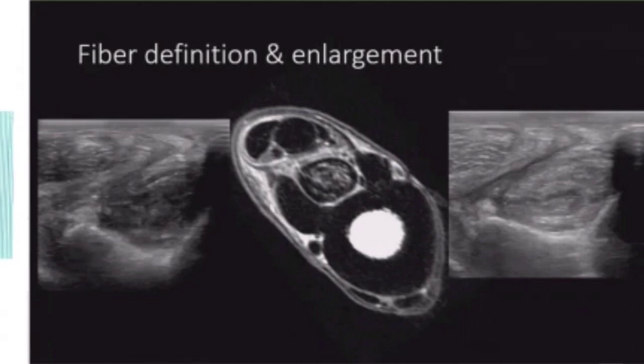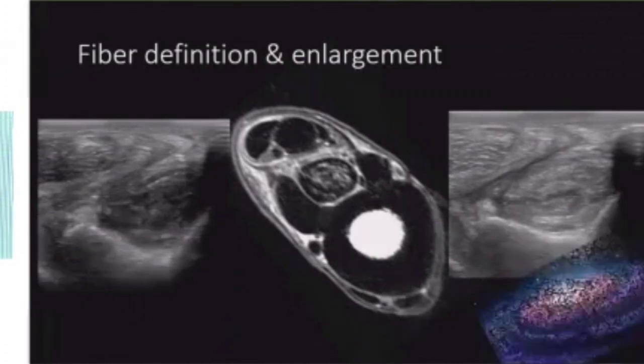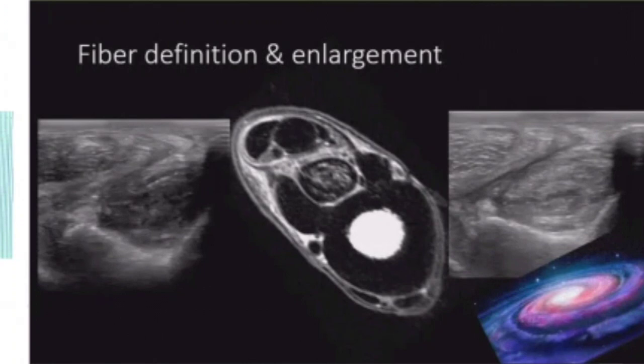So this is a marked chronic suspensory desmopathy, and it's what I call the galaxy suspensory ligament. So if your suspensory ligament has the same tissue appearance as the Milky Way galaxy, then you can say that you do in fact have severe chronic suspensory desmopathy.